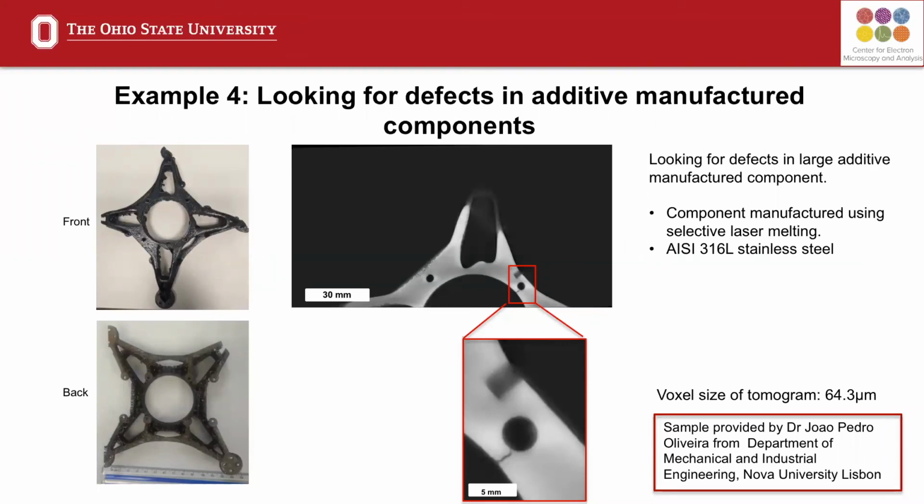set. The sample was mounted vertically to minimize the thickness of the material the X-rays had to penetrate through. This resulted in one scan capturing about a quarter of the total component size. The reconstructed data set, and you can see a vertical slice from it here, had a voxel size of about 64.3 micron, and the scan took about 5 hours.